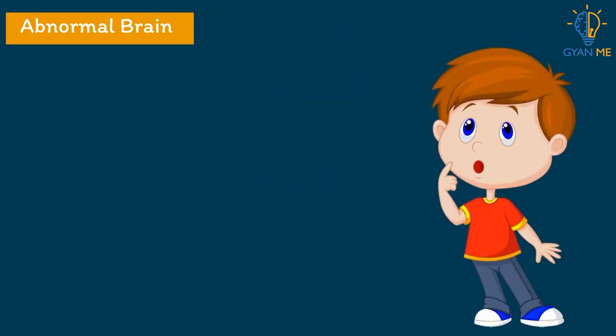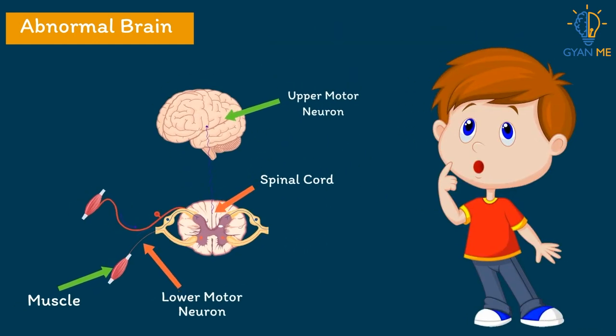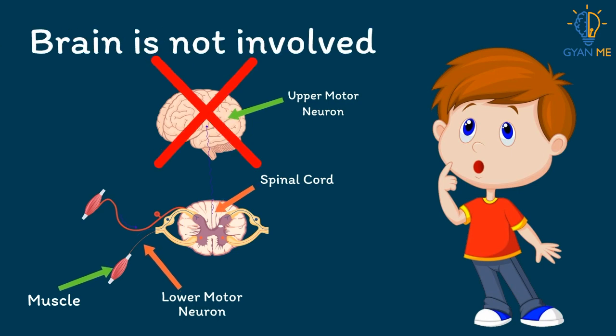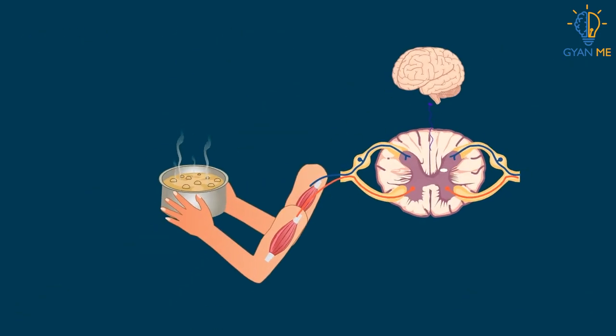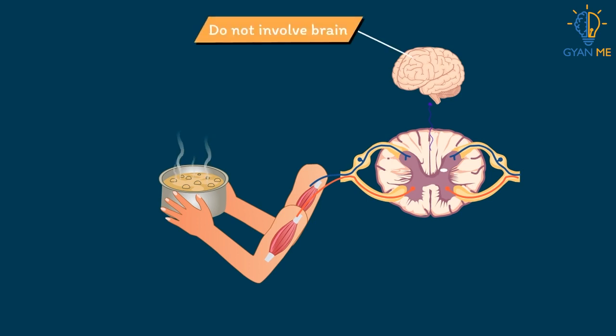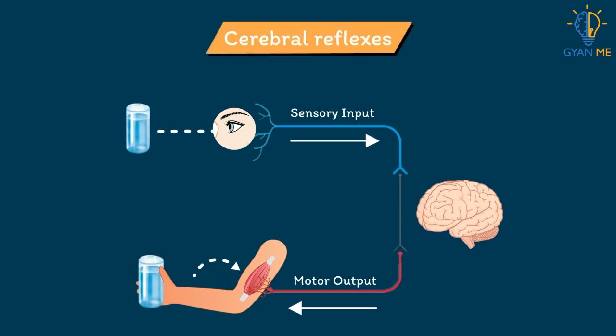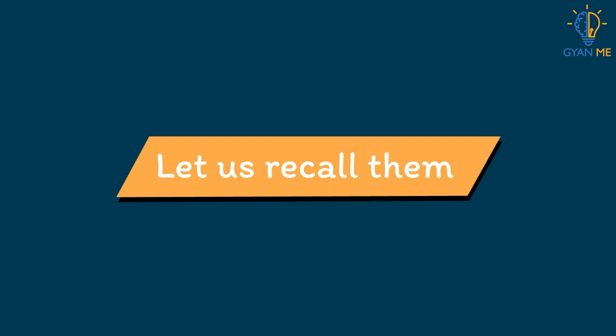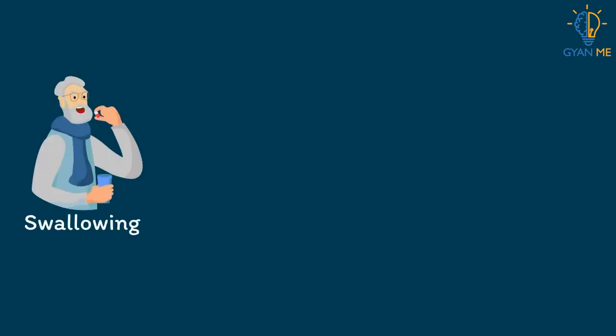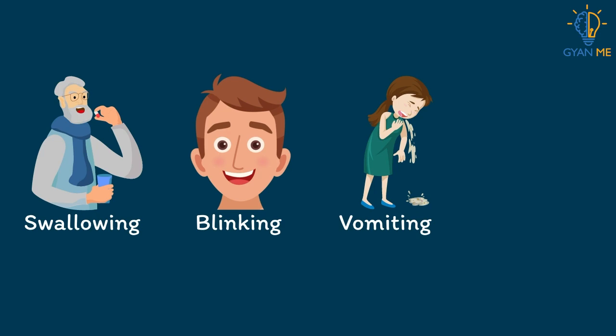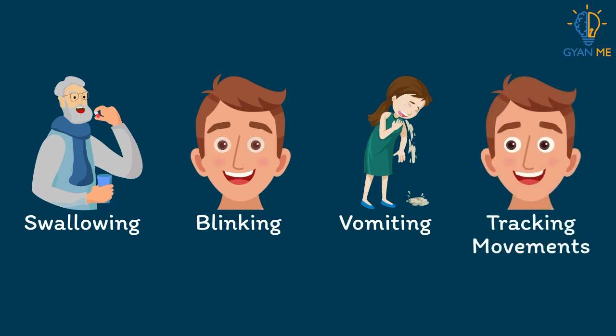Did you notice students that in all the reflex actions discussed here, the brain is not involved. Thus, spinal reflexes, that is reflex actions controlled by the spinal cord, do not involve the brain. But there are some reflexes which are controlled by the brain also. They are called cerebral reflexes. We have some examples of cerebral reflexes in our previous video. Let us recall them. They are swallowing, blinking of eyes, vomiting, tracking movement of eyes while reading, etc.